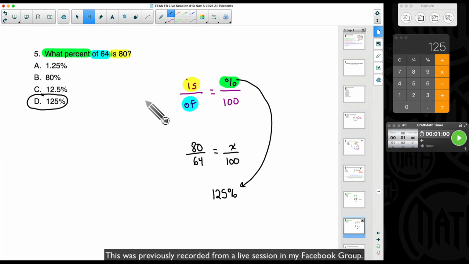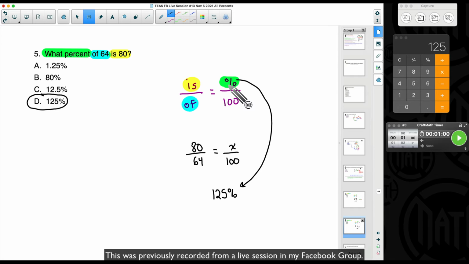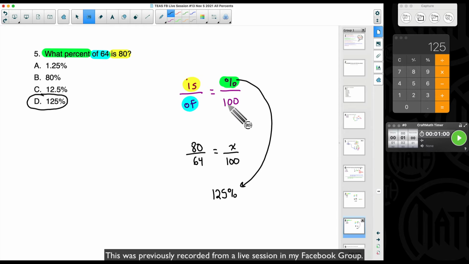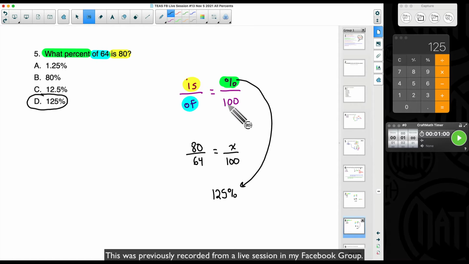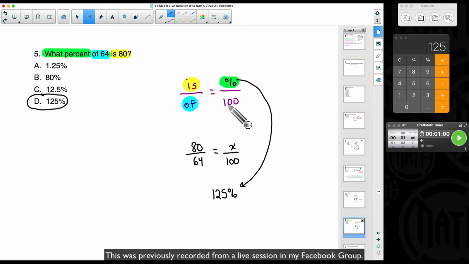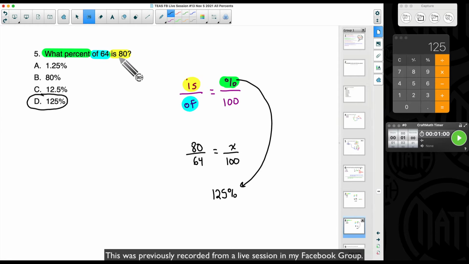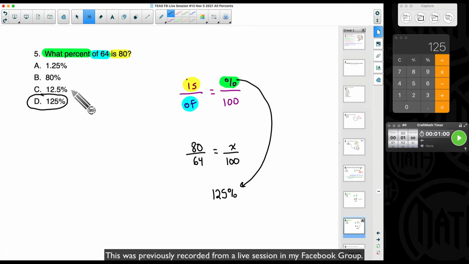That is something that commonly confuses students with these is over of problems. The percentage, we're putting it over 100. So 125 over 100 is 125%. Anything over 100 is a percent. But yeah, D is our correct answer there. And if you think about it, you're talking about what percent of 64 is 80? 80 is more than 64. So it has to be more than 100%. And this is the only answer up here that makes sense.